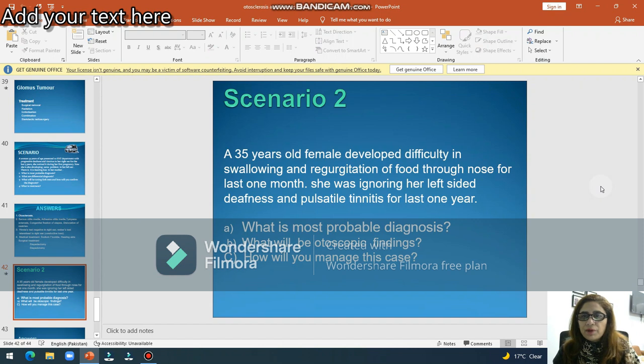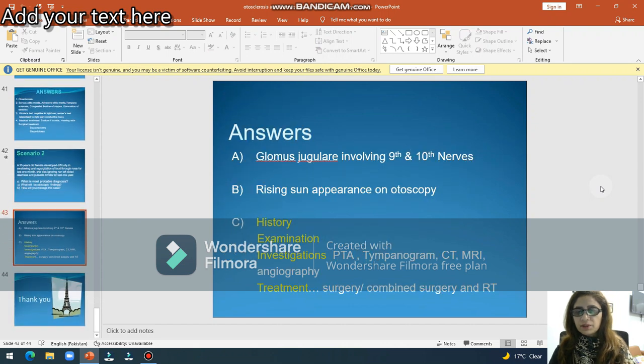So this scenario is of glomus tumor. A 35-year-old female developed difficulty in swallowing and regurgitation of food through the nose for the last 1 month. She was ignoring her left-sided deafness and pulsatile tinnitus for the last 1 year. So there is involvement of the last 4 cranial nerves. That's why the patient is feeling regurgitation and difficulty in swallowing, due to involvement of the 10th and 9th cranial nerves. So the most probable diagnosis is glomus tumor. What are the otoscopic findings and how will you manage the case? So glomus jugulare involves the 9th and 10th cranial nerves.